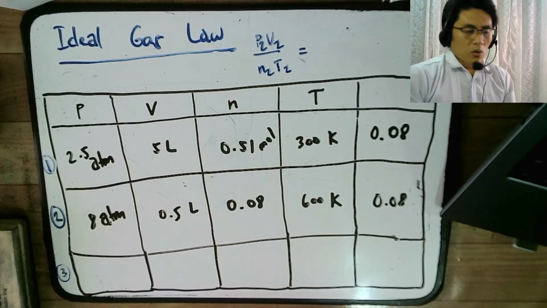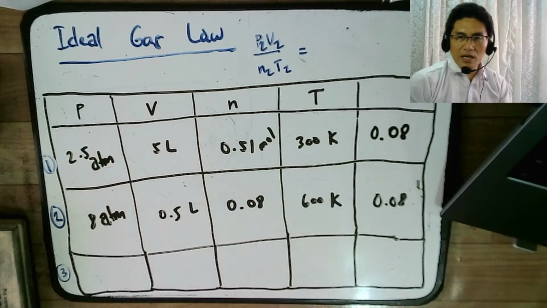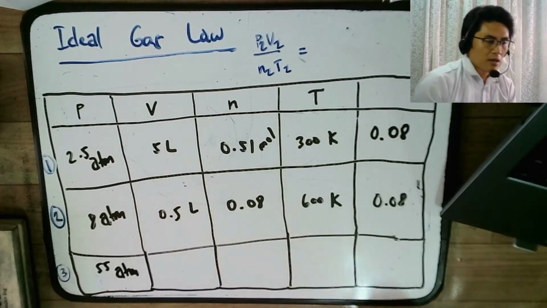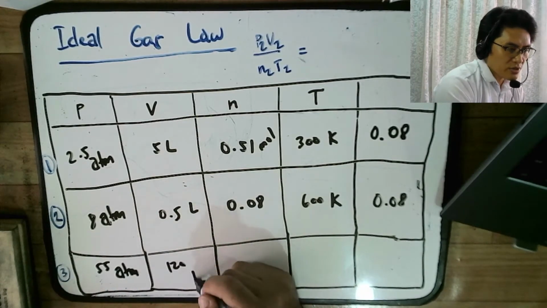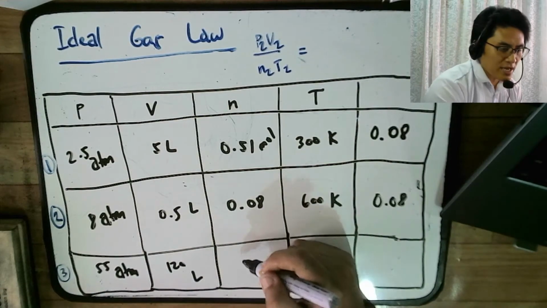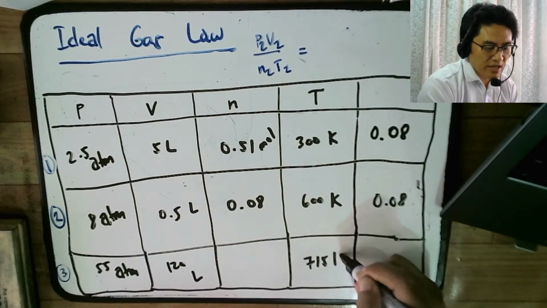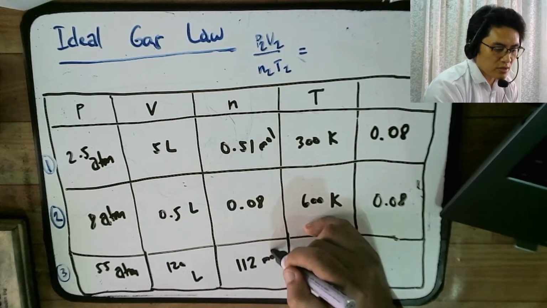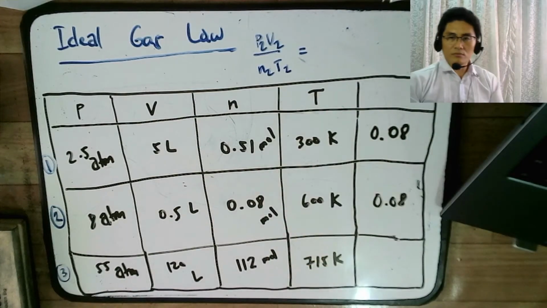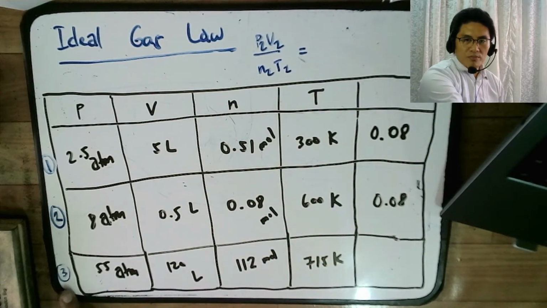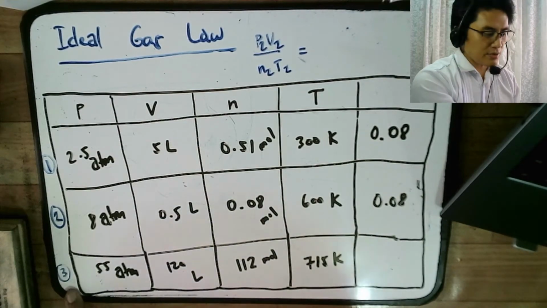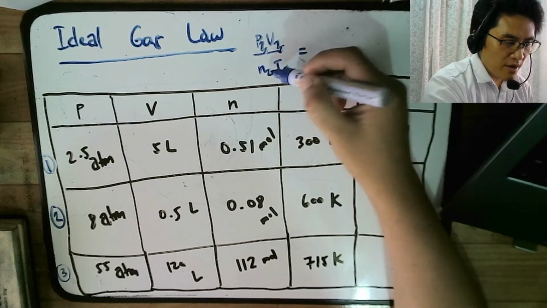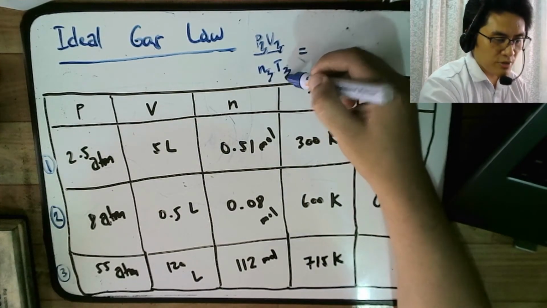Okay? Now, what if I change once again the variables such that now the pressure becomes 55 atm, the volume becomes 120 liters, a bigger volume this time, and I increase the temperature to 715 Kelvin, and then I again increase the number of moles to 112 moles. This is now situation number 3. So this is now pressure 3, volume 3, number of particles 3, and temperature 3.